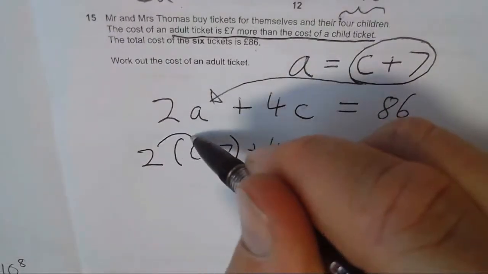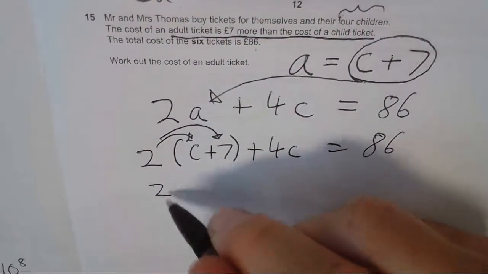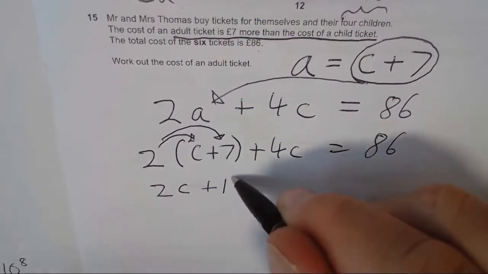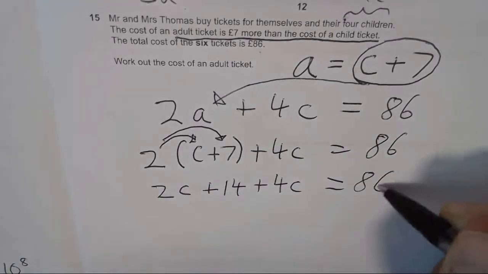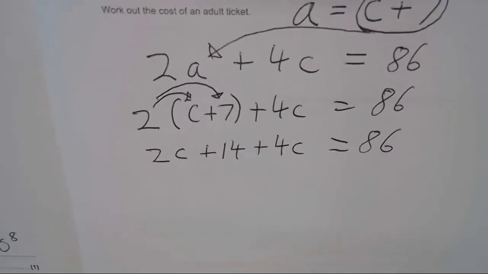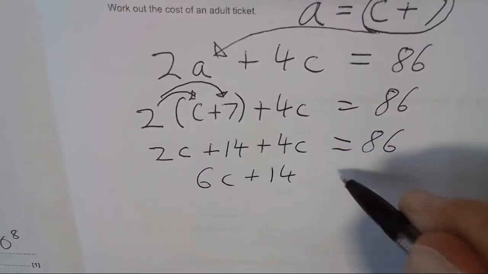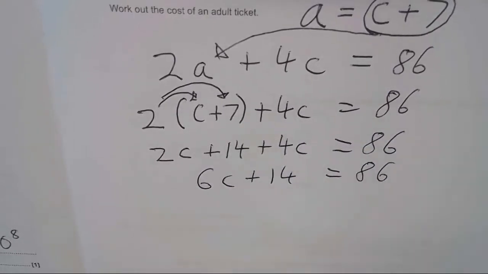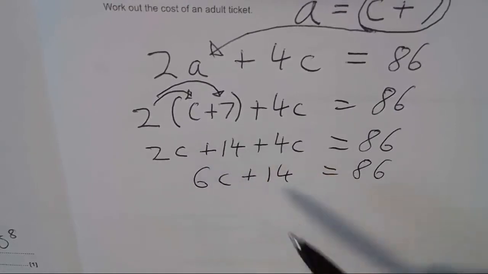Expand this out. Now I've got everything just in terms of the child ticket, haven't I? So I've got 2 times the child ticket plus 14 plus another 4 times the child ticket is 86. So I'm going to collect like terms. 6c plus 14 is 86. I'm just collecting the 2c and the 4c together.